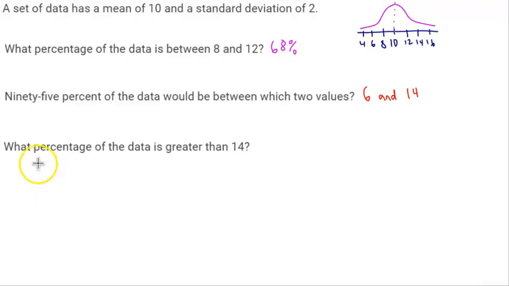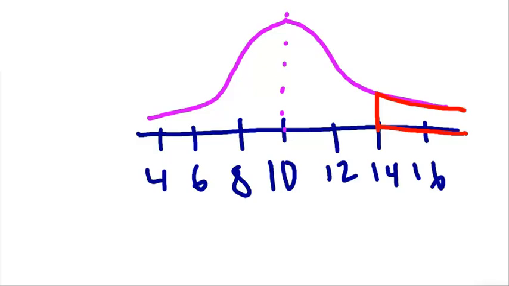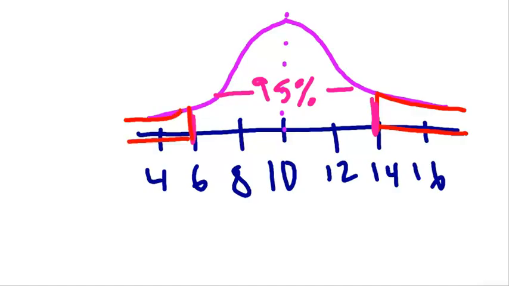And then finally, to figure out what percentage of the data is greater than 14, I'll simply section off my curve like we've seen in the previous examples. So to start, I'll mark off the 14 and then highlight the sections to the right because that represents all of the numbers greater than 14. Based on the previous question, I know the middle portion of my curve between 6 and 14 represents 95% of the curve. And because my curve is symmetric, I know that whatever is greater than 14 should have the same percentage as the section that is less than 6.